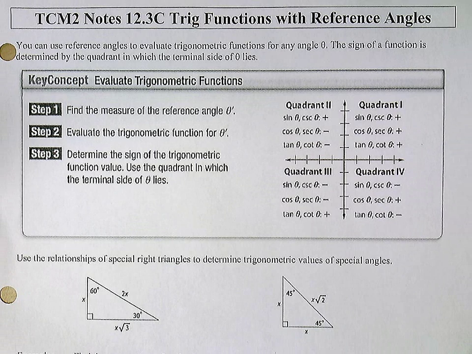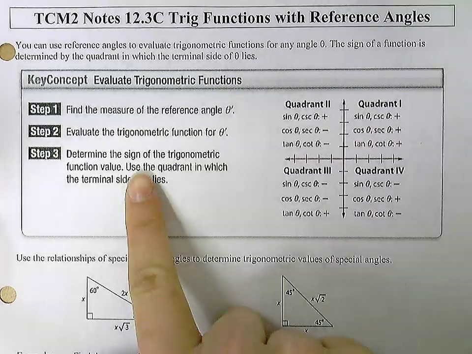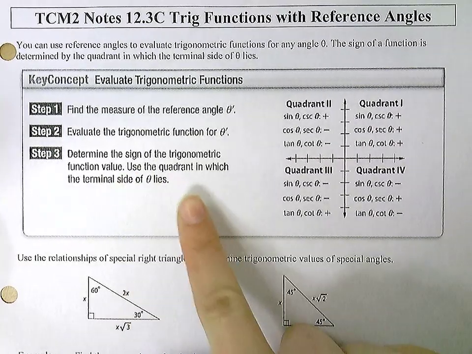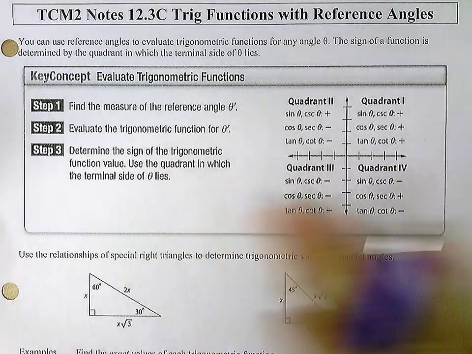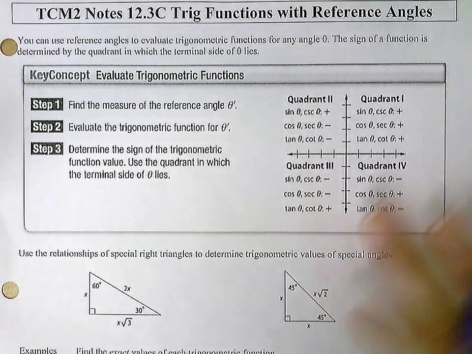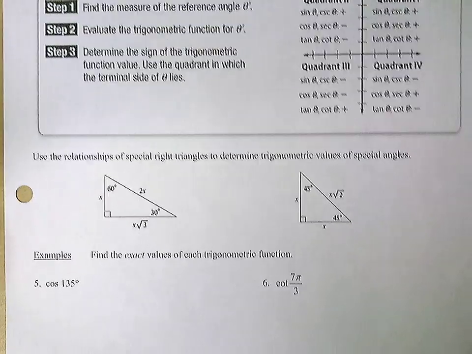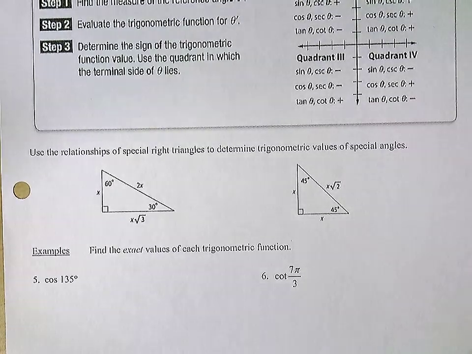We're going to keep it in exact values because we're working with 45, 45, 90, and 30, 60, 90 triangles. I'm going to rewrite all of those down on your note sheet. Step 3 is to then determine the sign of the trig function value, using the quadrant in which the terminal side of theta lies. That's where that chart comes in. We will be using the relationships of special right triangles to determine the trig values for special angles.